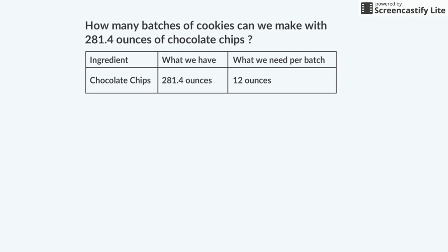Right! We can divide the ingredients we already have by the amount of an ingredient needed to make one batch of cookies. Let's look at the amount of chocolate chips we have. We have 281.4 ounces of chocolate chips. For each batch, we need 12 ounces of chocolate chips. Now, if I divide what we need per batch into what we have, I can see how many batches of cookies I can make with 281.4 ounces of chocolate chips.